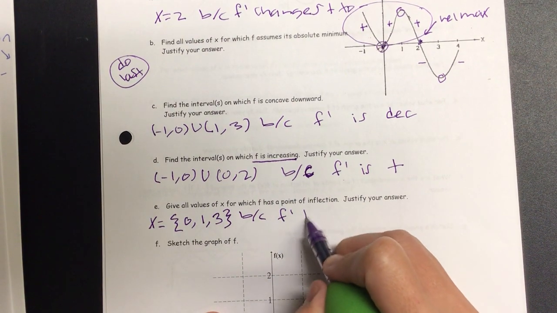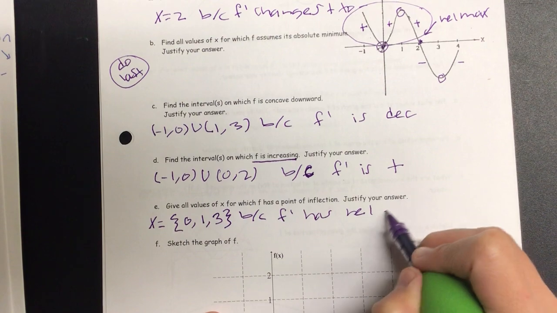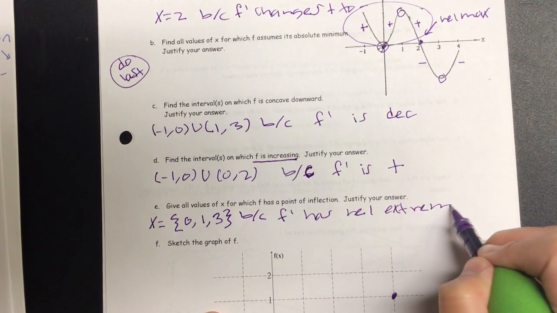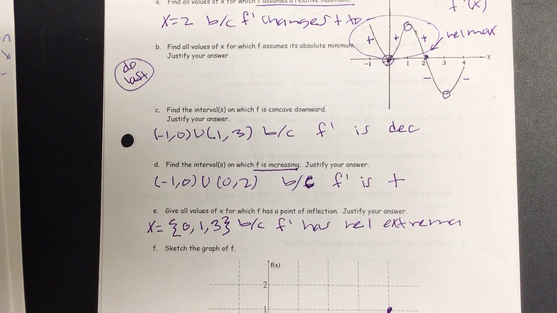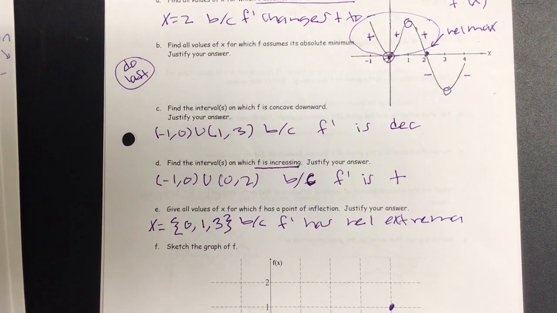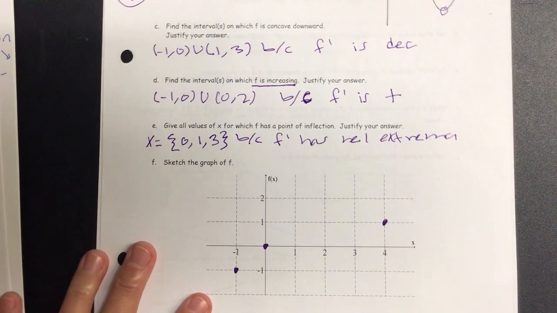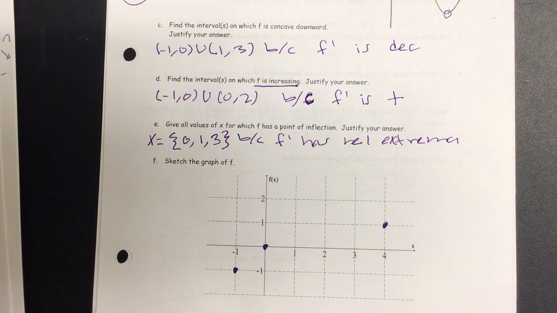f prime has a relative extrema. When there's like a little low point, high point, those are relative extremas. What if you forget that? Instead, write out it's going from increasing to decreasing or decreasing to increasing. Is that okay? They'll take it. Because you're really in the end defining what a relative extrema is. That is still correct.